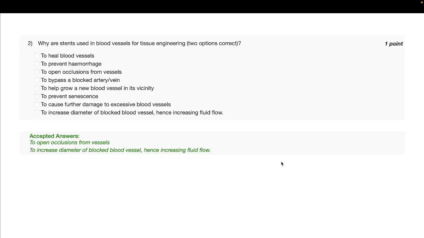So stents are basically used to open occlusions from the vessel. Occlusion is an inhibition, the plaque formation, that can be removed from the vessels, and you can increase the diameter of the blocked blood vessel so that your blood flows properly. Any cells or organs downstream of that flow, if they're not getting enough oxygen, can get increased blood flow by doing this.